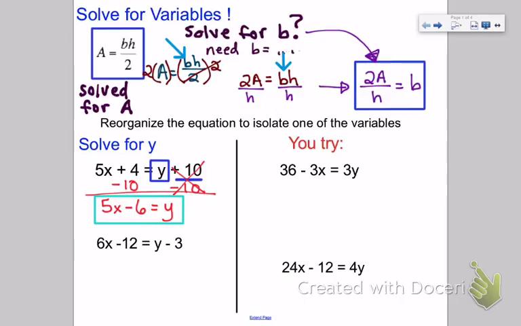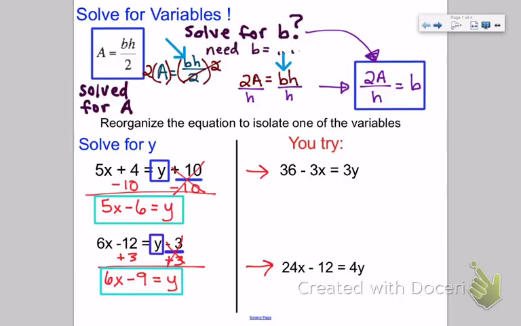Let's try the second one. First, we got to identify where y is so we know where to look. Y is here, so the only thing standing in the way is that minus 3. So let's use the opposite operation, which is to add 3, to get y by itself. On the left side, we're left with 6x. Negative 12 plus 3 is negative 9 equals y, and the negative 3 and positive 3 cancel. Once again, I have my goal of y by itself. So go ahead and try these 2 u-tries right now. Pause the video and work on those on your own.